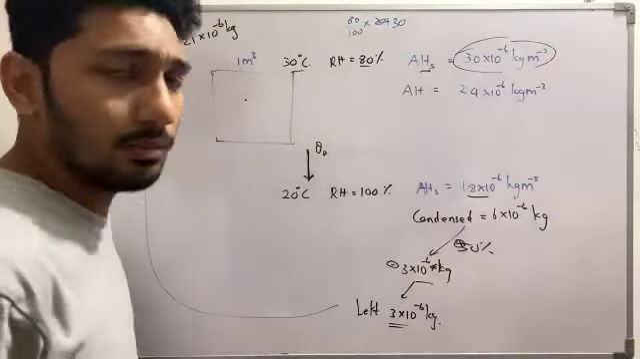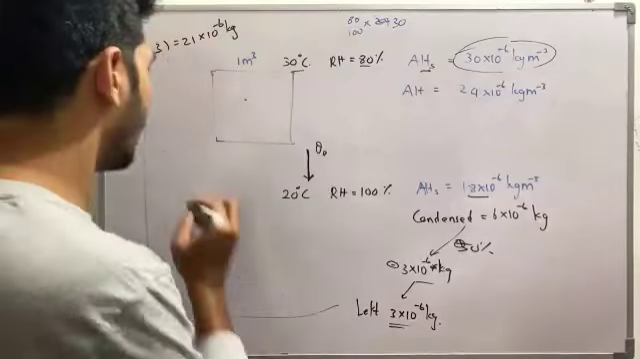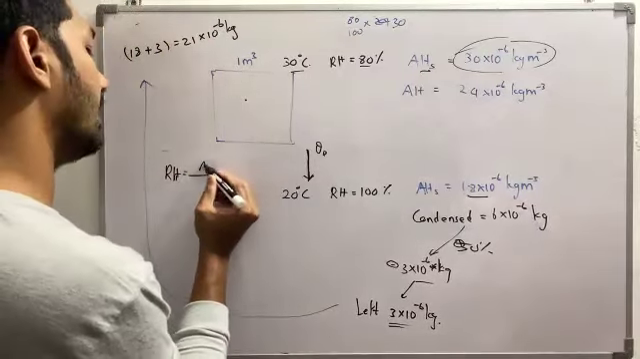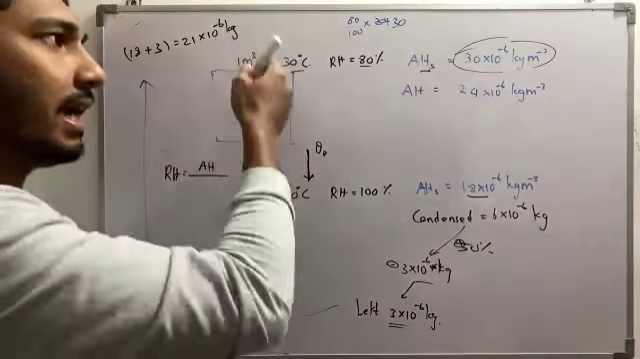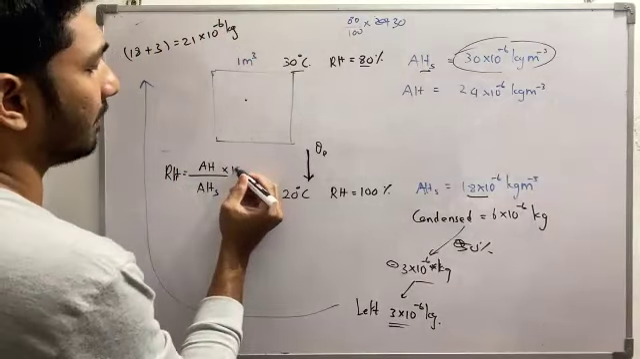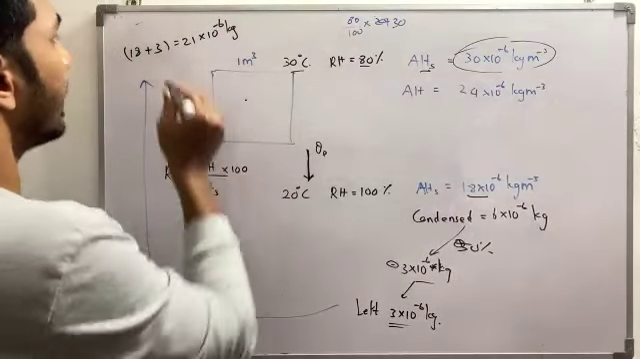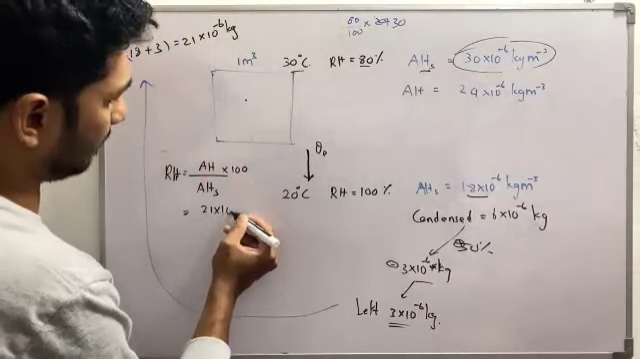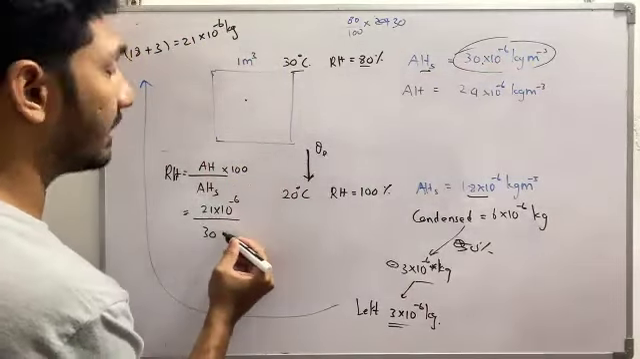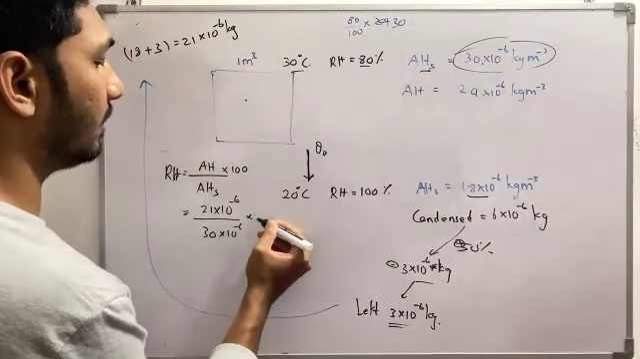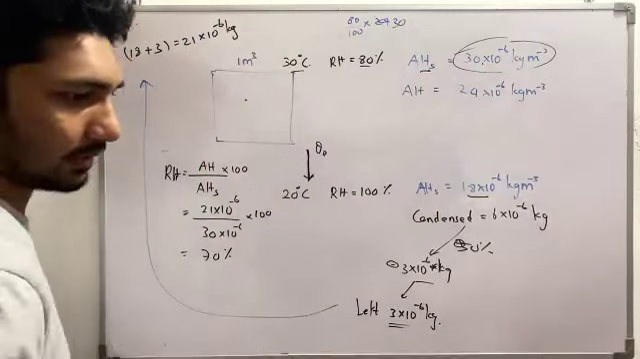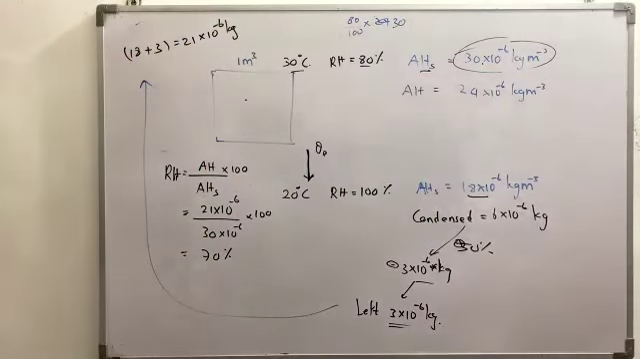So now they are asking you for the new RH. Okay, you know RH is equal to what? The AH, what that is there, divided by AH that is needed for saturation, multiplied by 100. What that is there is 21 into 10 to the power minus 6. What that is needed for saturation is 30. They have already given you that, into 100. Now it says 70%. Okay, so that is the relative humidity.